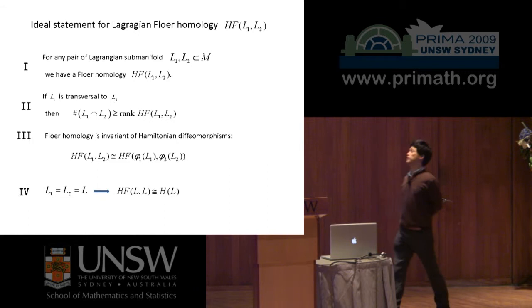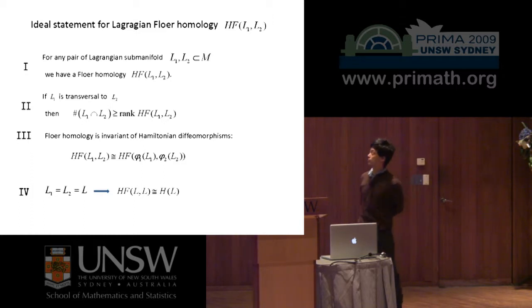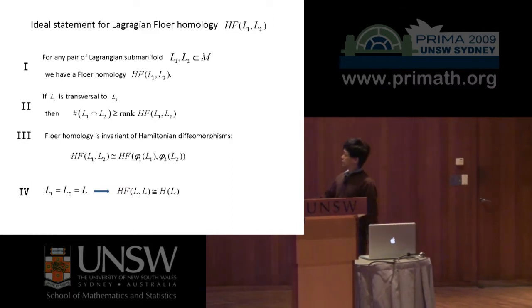To explain this, let me say what is the ideal statement for Floer homology of pairs. We expect that if you have a pair of Lagrangian submanifolds, then we can associate some group invariant, which we call the Floer homology group. Then to relate this to the intersection of Lagrangian submanifolds, there is this second property. If L1 is transversal to L2, then the number of intersection points is bigger than the rank of Floer homology. So this means that if you have a non-trivial Floer homology, these two should intersect, and you can estimate the number of intersection points using Floer homology. And the third, let me skip the third and I'll go back.